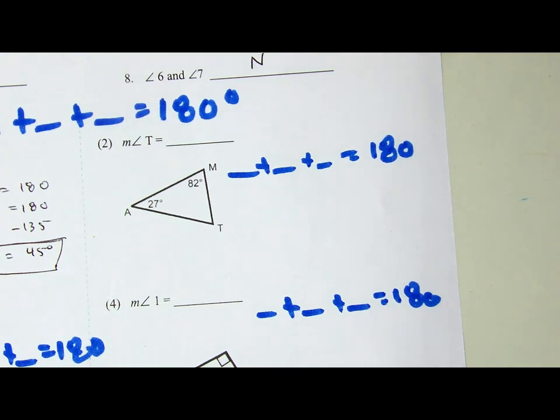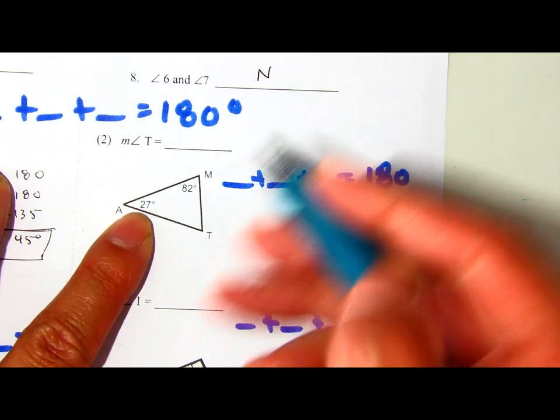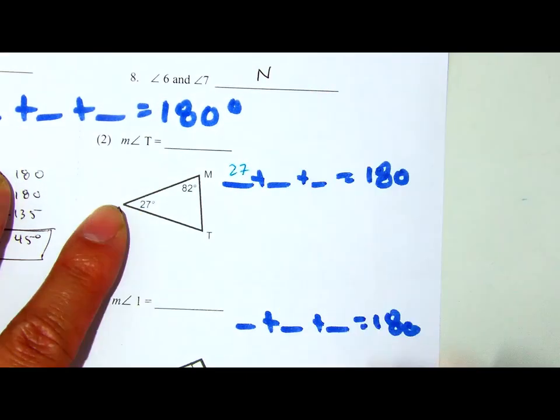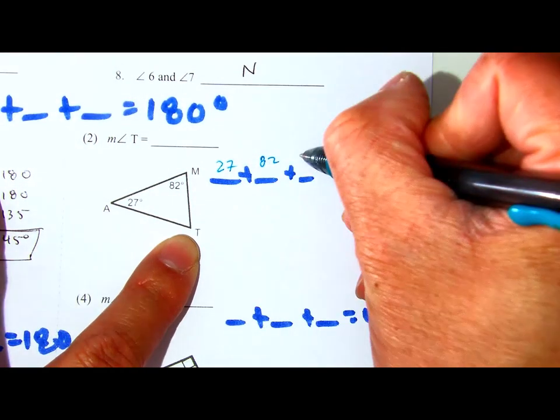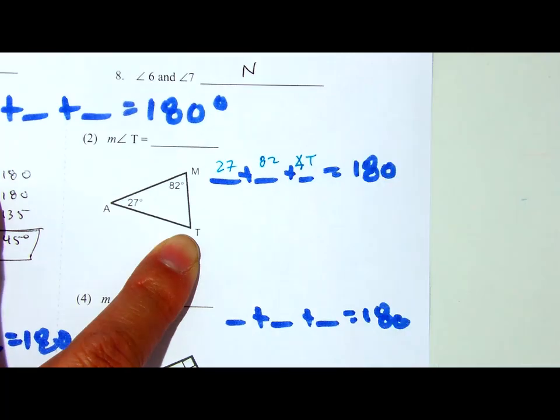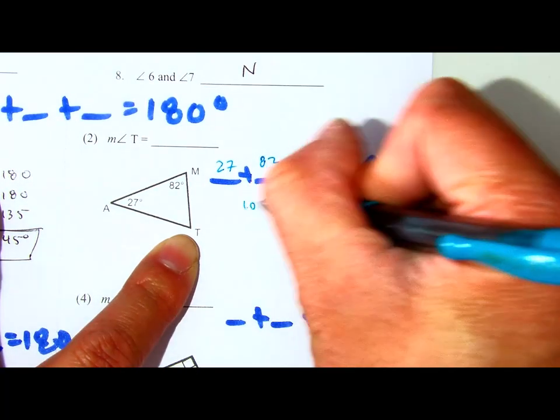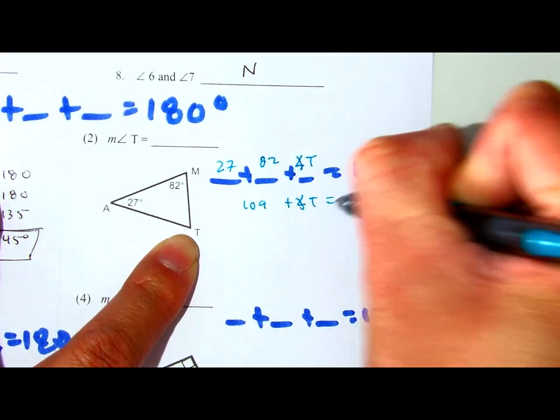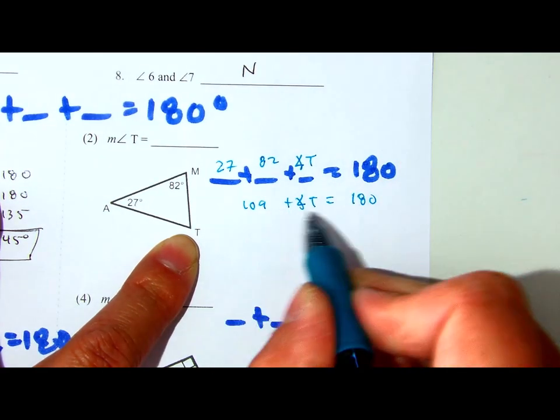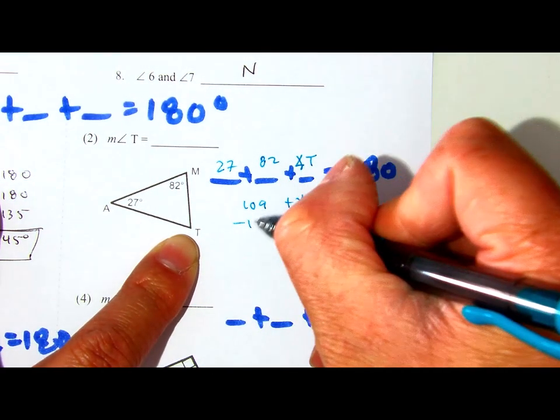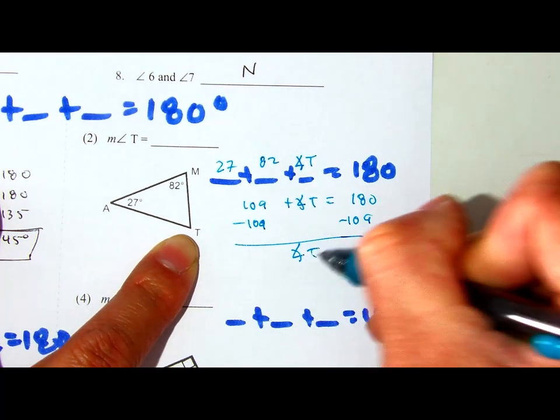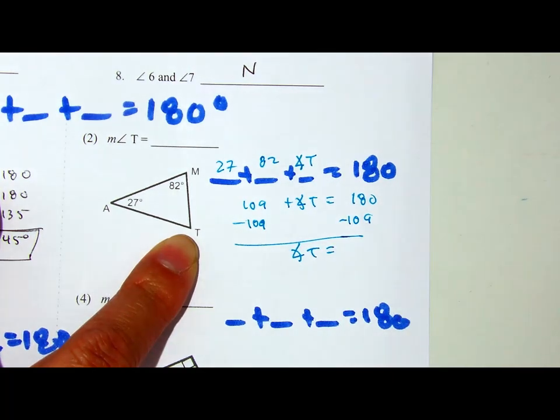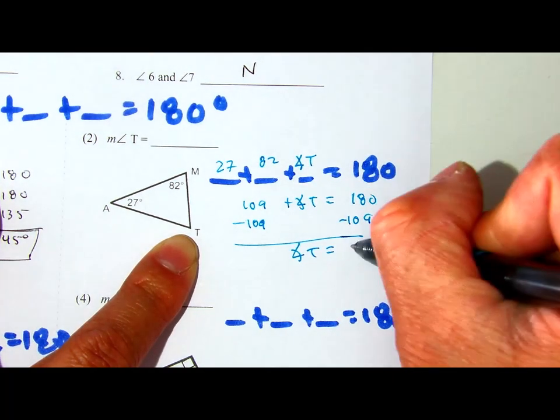Alright, let's go over number 2. Triangle sum theorem. I have 27. I have 82. I'm going to call this one angle T. Add those together, I get 109. 109 plus something equals 180. You can just guess a number or subtract 109 from both sides. Angle T is equal to what? How much? 71?